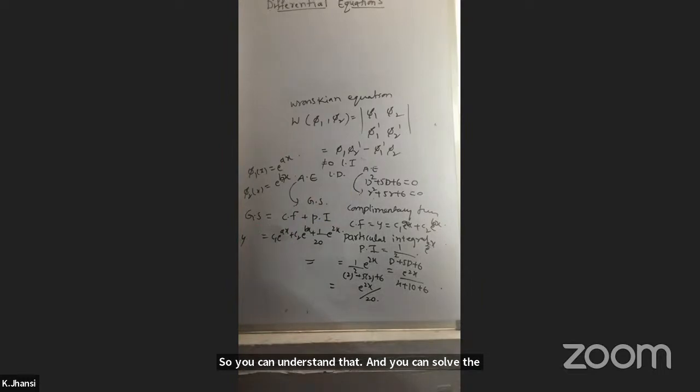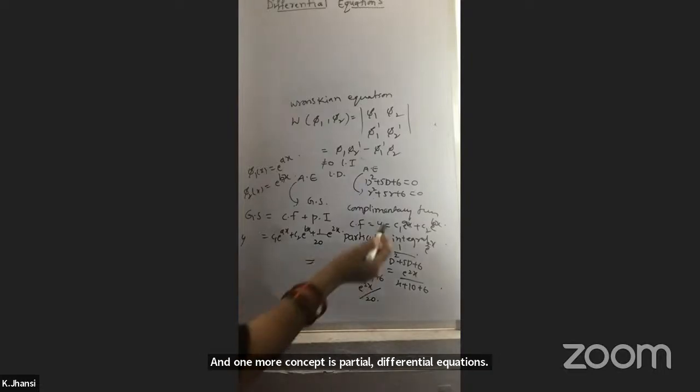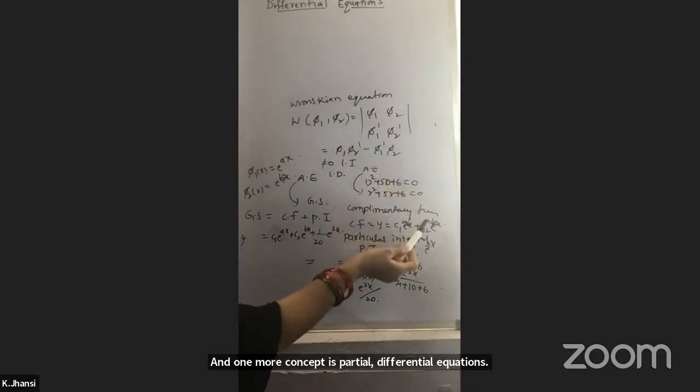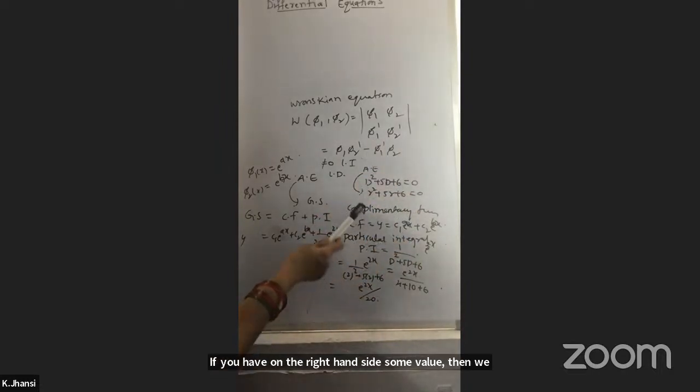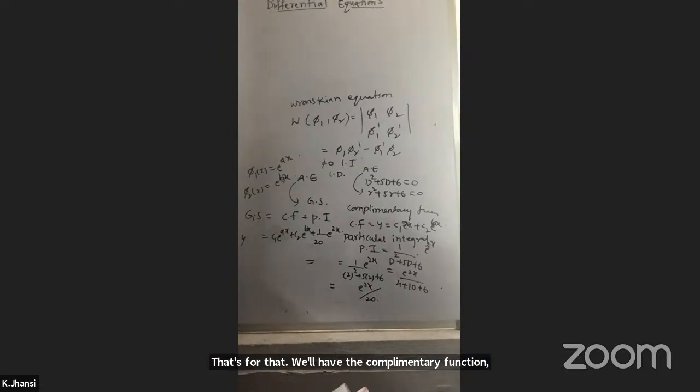Next, the last 4th block is about non-homogeneous equations of 2nd and higher order, and one more concept is partial differential equations. Non-homogeneous, I have just told: if we have some value on the right hand side, then we call it a non-homogeneous one. Further, you will have the complementary function and also the particular integral. That is there in the textbook, page number 205, 6, 7, 8, 9.